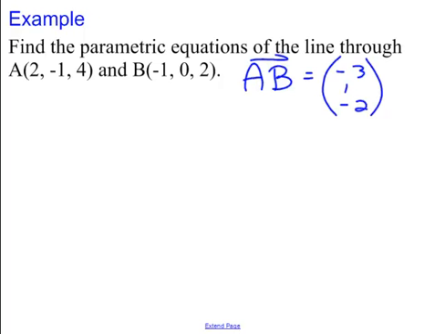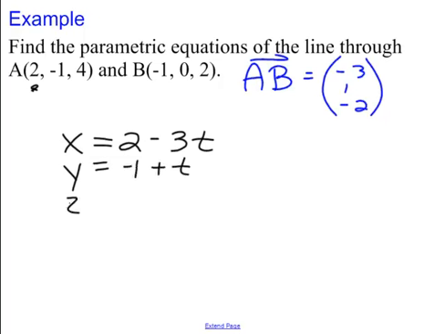I need to start with a point, either A or B. It's a line. And from that point, I'm going to use my velocity vector multiplied, of course, by that t value. So therefore, my x equals my starting point. So I'm going to use this point initially. 2 minus 3t. Y equals negative 1 plus t. And z equals 4 minus 2t. T is in the set of reals. That's if I use my initial point as A, as my starting point.